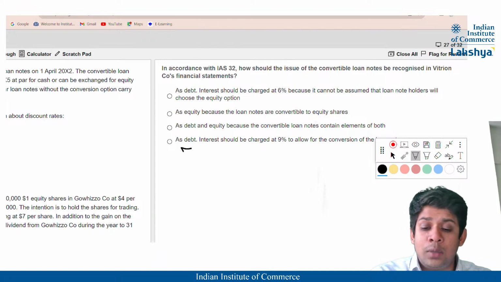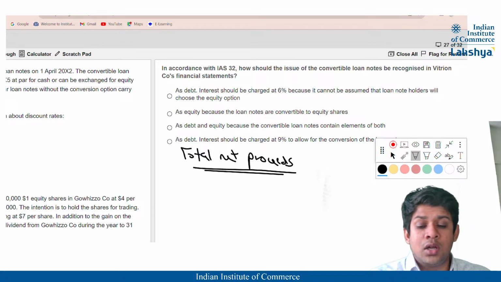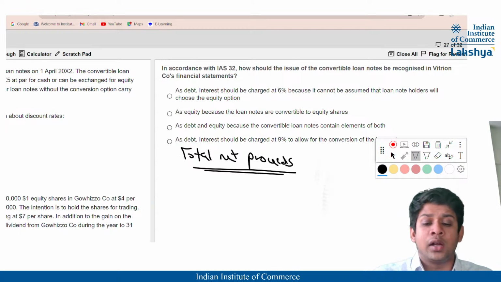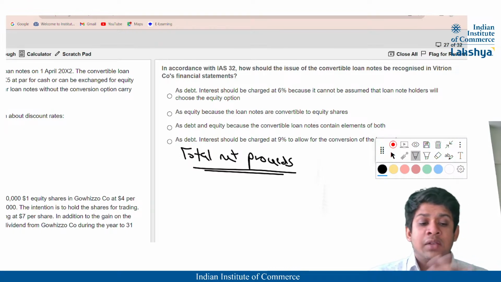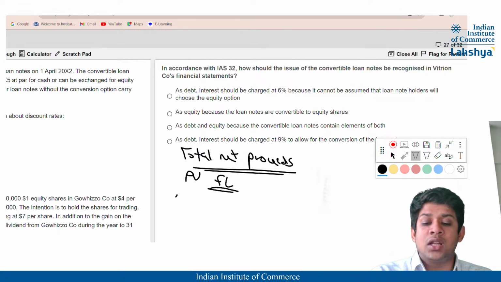Whatever is the total net proceeds that I receive on issuing these convertible bonds, whoever purchased the bonds will pay me right now. Correct. So the total net proceeds that I'm receiving may be, say, 20,000. From that, the present value of the complete financial liability will be deducted, and the remainder of the amount will be the equity.